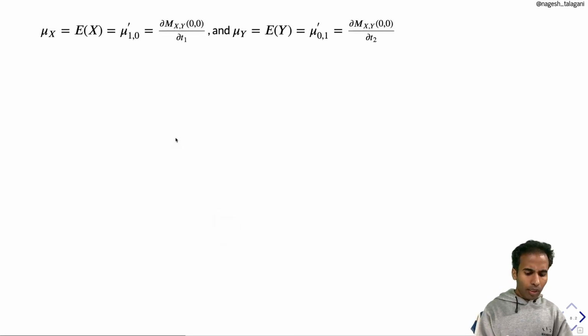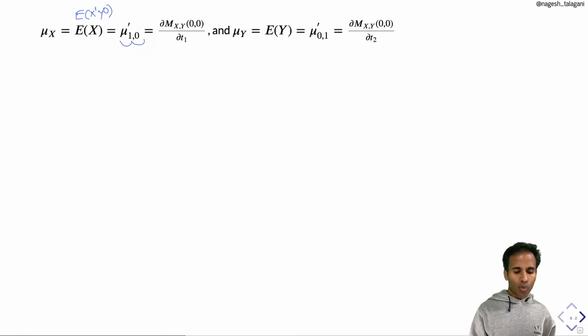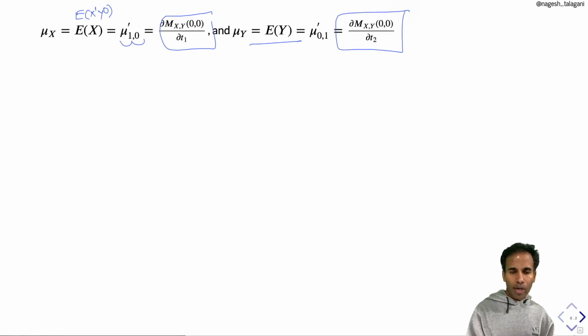in particular, expectation of x. Here, expectation of x can be seen as expectation of x to the power of 1, y to the power of 0. This is nothing but mu dash 1 comma 0. So, r equal to 1, s equal to 0, which is going to be dou Mxy by dou t1 at 0, 0. Similarly, expectation of y is going to be dou Mxy by dou t2 at 0, 0.